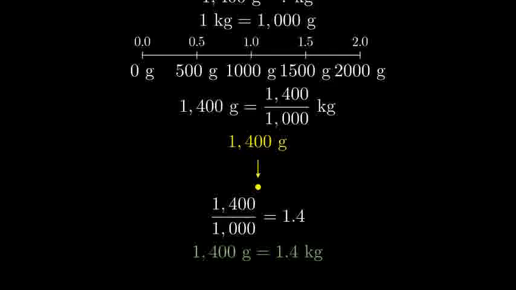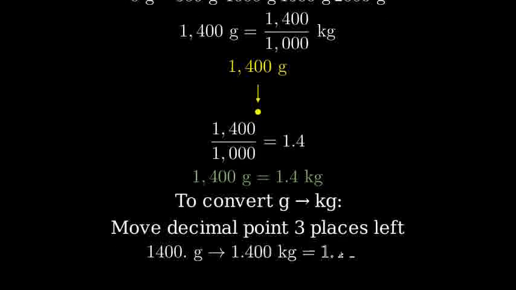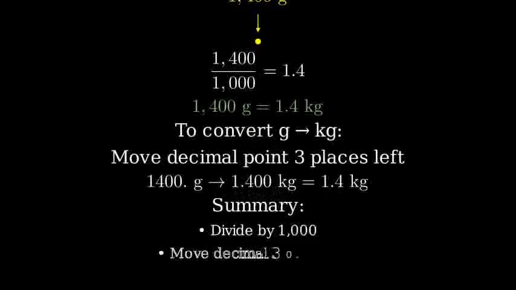Here's a helpful tip to remember. To convert from grams to kilograms, move the decimal point 3 places to the left. This is because 1 kilogram is 1,000 grams, which is 10 to the third power. And that's how you convert from grams to kilograms. Remember, just divide by 1,000 or move the decimal point 3 places to the left.